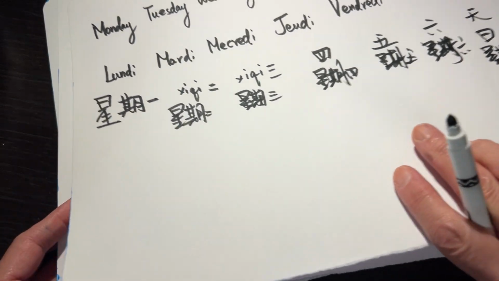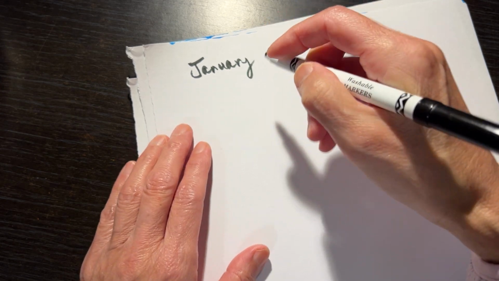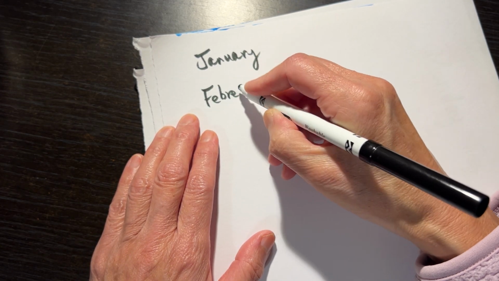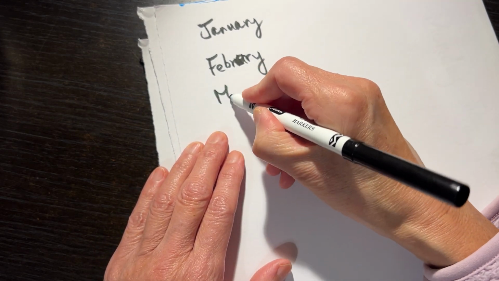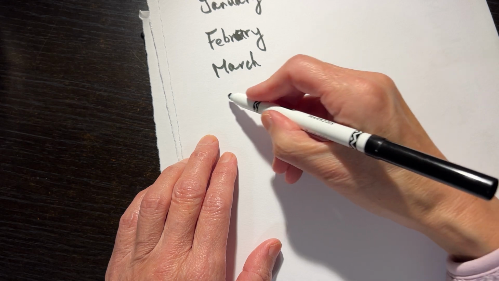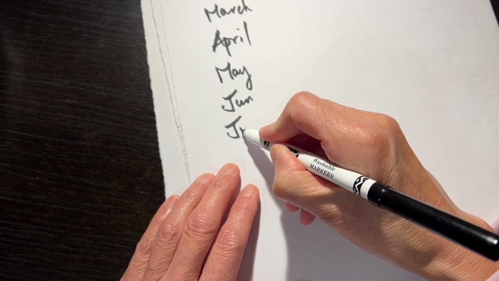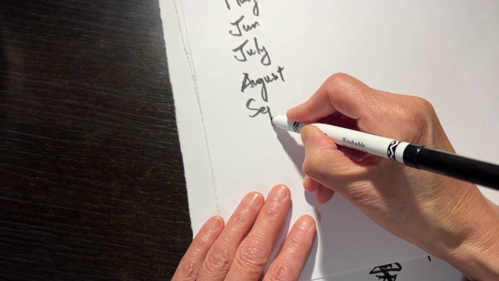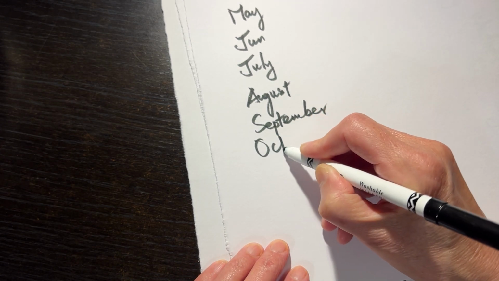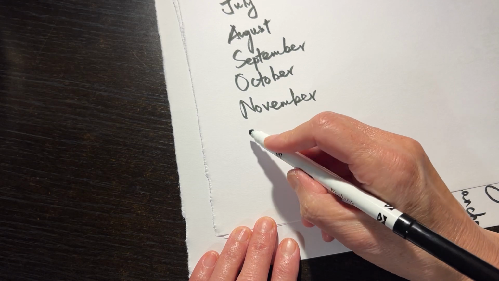Make sense? And another thing that is easy is the months. So January, February, March, April, May, June, July, August, September, October, November, December.